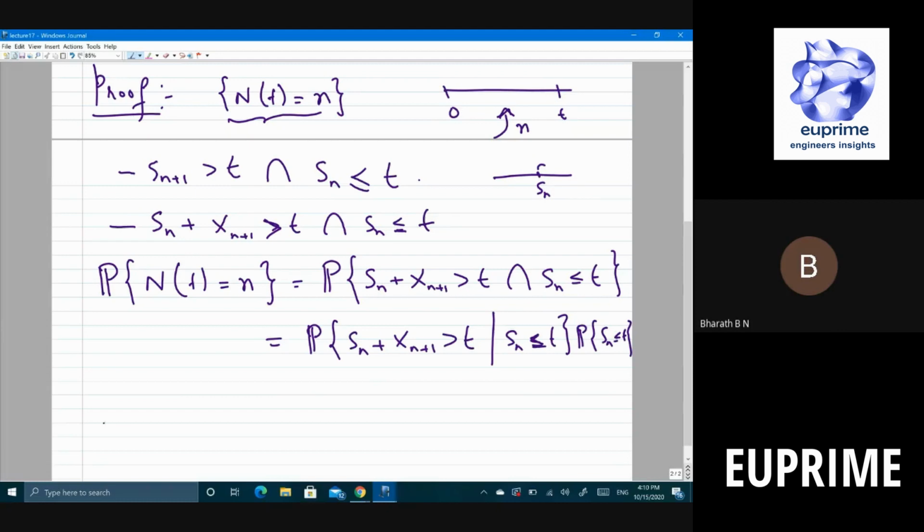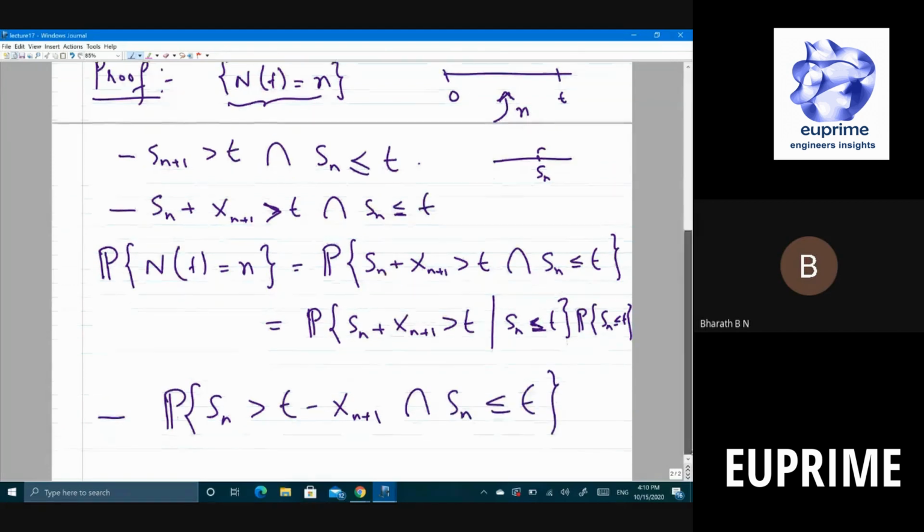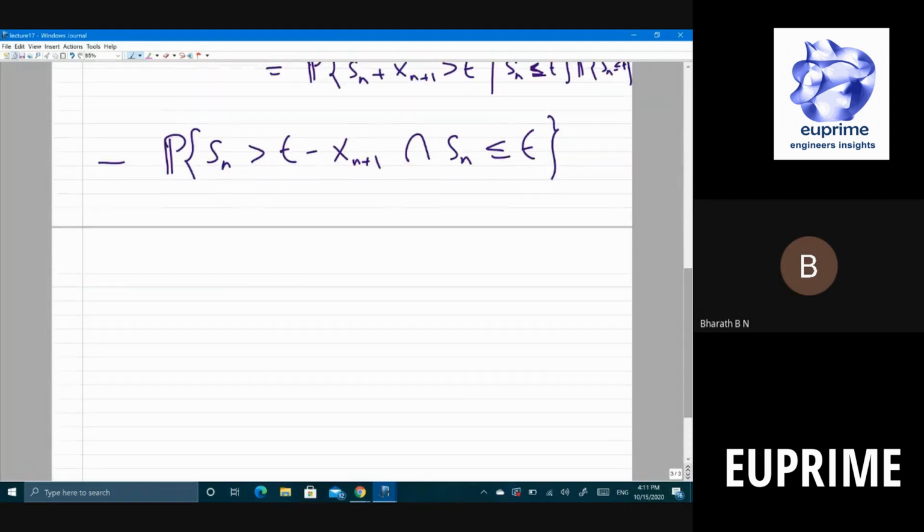Okay. Now let's look at another alternative definition. So what else can you say? Can you move forward using this? Sn plus Xn plus 1 is greater than t given Sn is less than or equal to t, into the probability of this, right? So that's what we have. Okay, now what else? Of course this says that I can write it in this way also, right? Probability of Sn greater than t minus Xn plus 1 and Sn less than or equal to t, right? This is another way of writing things. Do you agree?